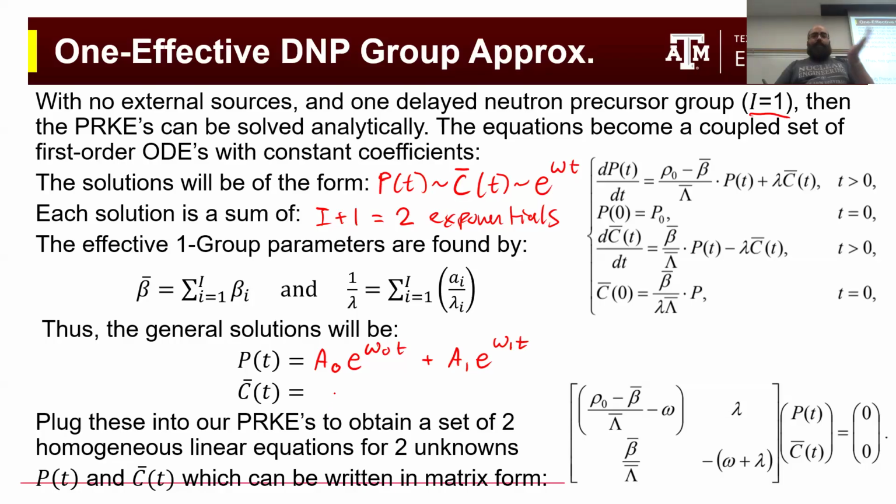And then my C bar is going to be similar, but the multiplicative constants up front are going to be different. So this is going to look like a B0 times e to the omega 0 t plus a B1 times e to the omega 1 t, where these omega 1s are the same in each solution, and these omega 0s are the same in each solution, but I have different multiplicative constants up front because the A0 and the A1 representing power are going to be different numbers with different units compared to the B0 and the B1, which are telling me about my precursor concentration.